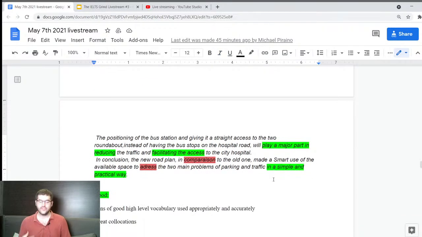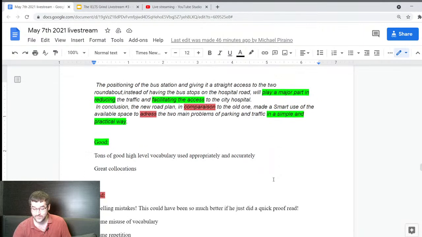Now, address spelling mistake, comparison spelling mistake, facilitating the access, using the ing form of facilitating correctly. Using the word facilitate correctly, nice. Play a major part. These are the kinds of things that you should be using. Lots of stuff that you can steal. If you don't know some of these words, look them up. Find out how to use them and try to use them in your own stuff.